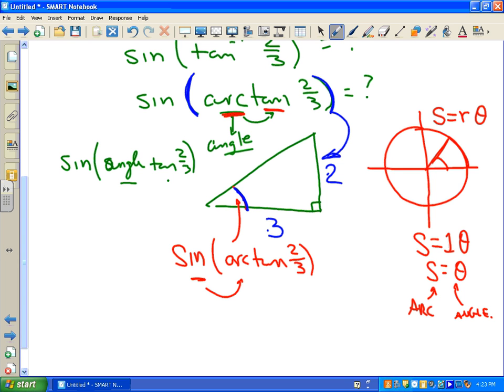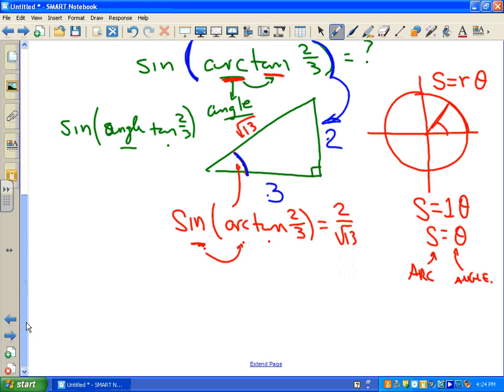So you say, okay, I know how to do the sine of an angle. The sine of an angle in a right triangle is opposite over hypotenuse. This is the square root of 13, because 9 plus 4 is 13. So the sine of the arc that has a tangent of 2/3 is going to be 2 over root 13. And yes, you should go ahead and rationalize the denominator. So that's 2 root 13 over 13. There we are. The sine of the arctan of 2/3 is 2 square roots of 13 over 13.